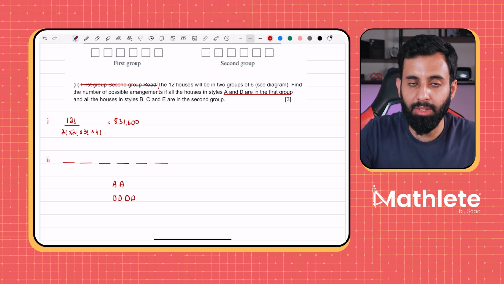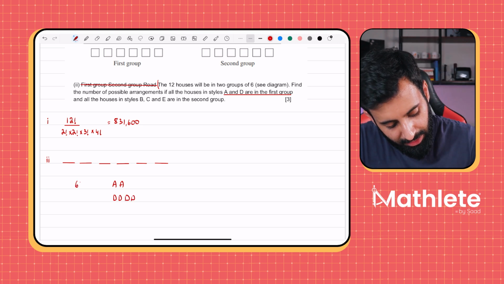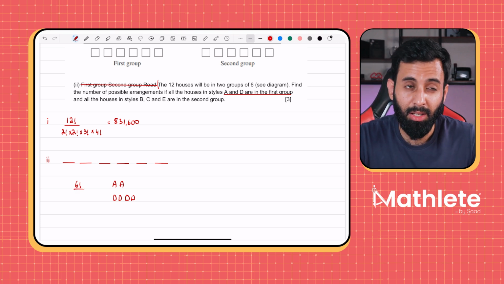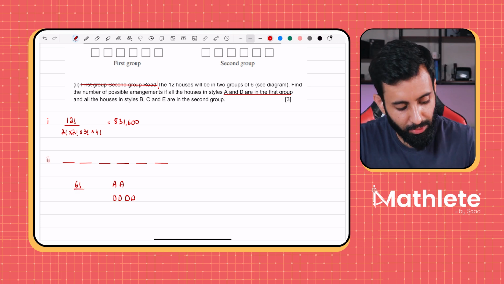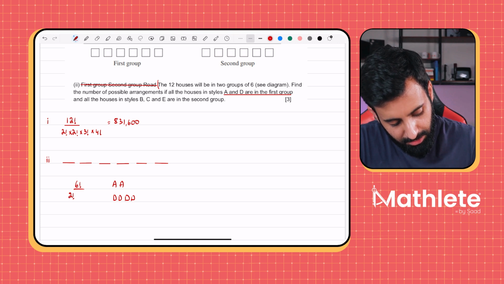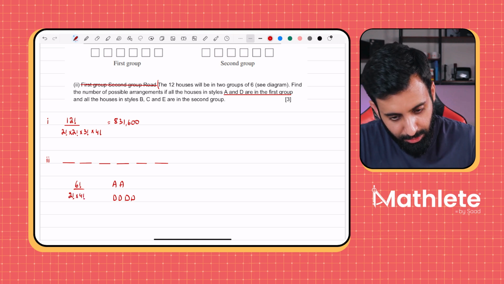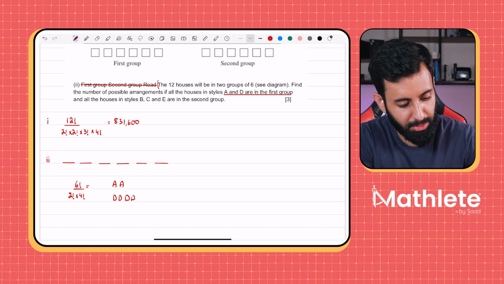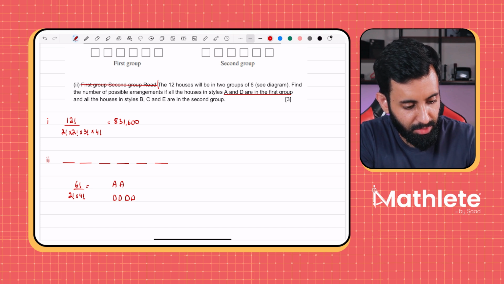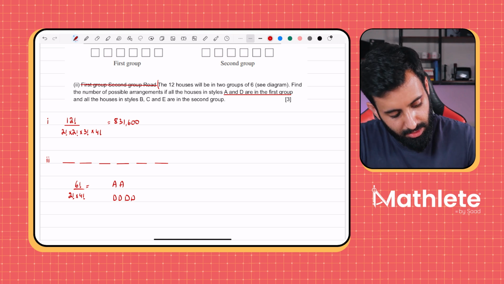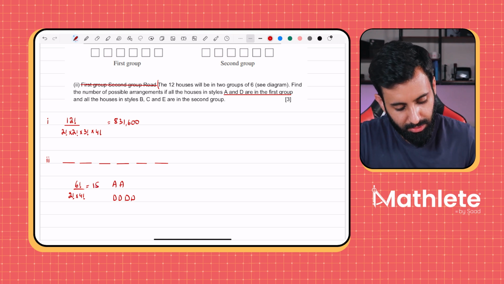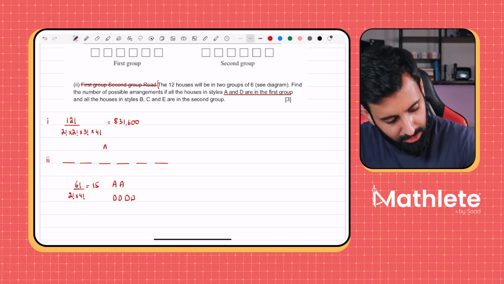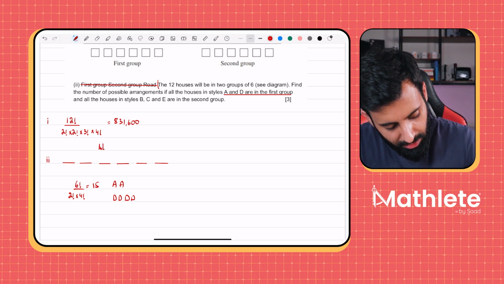Okay, so how many ways can you arrange 6 objects? You can do that 6 factorial number of ways. Now, of these 6, there are 2 that are identical and the other 4 are also identical. So that means we'll have to divide by 2 factorial into 4 factorial. Okay, so let's work this out. 6 factorial divided by 2 factorial into 4 factorial. That's equal to 15. Okay, so let's hold on to this. This is the first group.